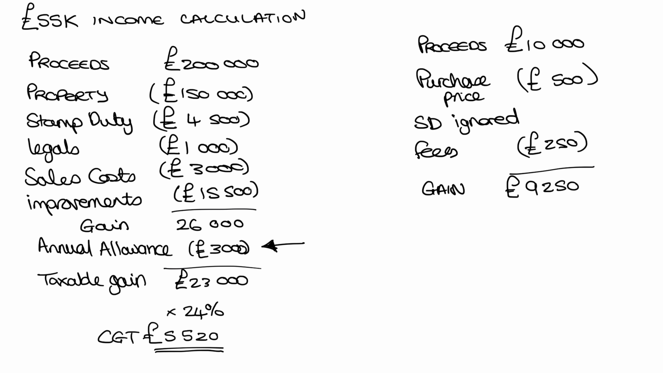Now, on the assumption we've already used our annual allowance over here, we are now at a position where we are again going to be charged on the full amount that we've made at the 24%, which gives us a tax payable of 2,220 to pay. Now, the difference between the two calculations is this tax rate has recently gone up in the November 2024 budget, which means this is higher than it will have been in the past.